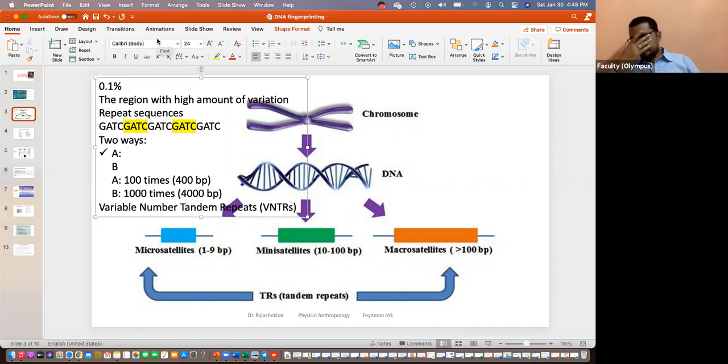So how is this done? How do you identify those regions? Let's ask that question. So how is it performed? What is the method behind DNA fingerprinting? I already explained as part of the principle: can we identify this difference in the size? If A has 100 repeats and B has 1,000 repeats, can we know how that looks different? Can we differentiate both A and B? If so, how do we do it? So what is the method behind DNA fingerprinting?